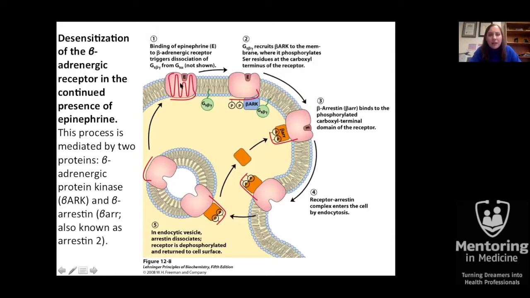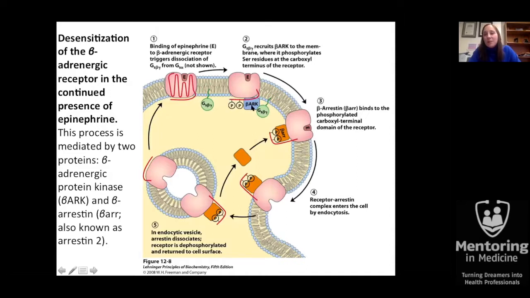So they're showing the binding of epinephrine, and they're showing then that the GS beta gamma unit stays, while that alpha subunit continues on, which we already looked at. But in the meantime, the GS beta gamma unit, which you thought did nothing, in fact does something, and we're going to look at it. The GS beta gamma unit will then recruit an enzyme called beta arrestin kinase to the membrane, which is going to phosphorylate residues at the carboxyl terminus of this epinephrine receptor. So this little red terminus, that's the carboxyl terminus.